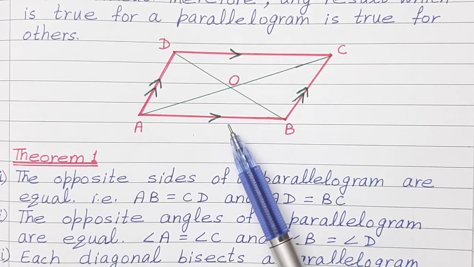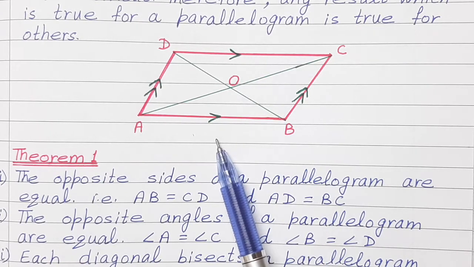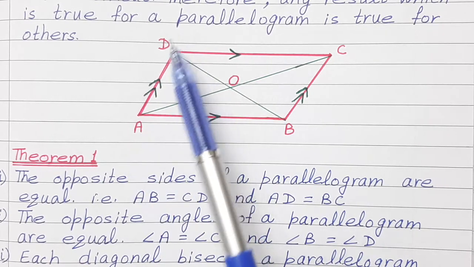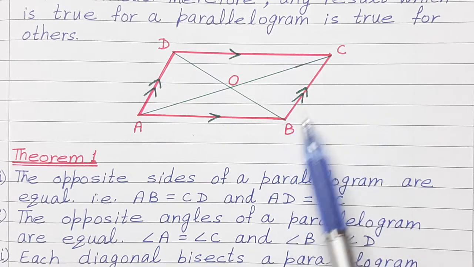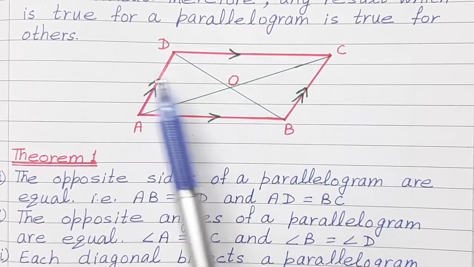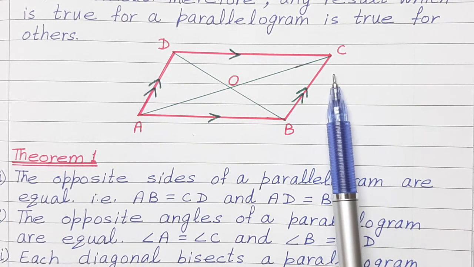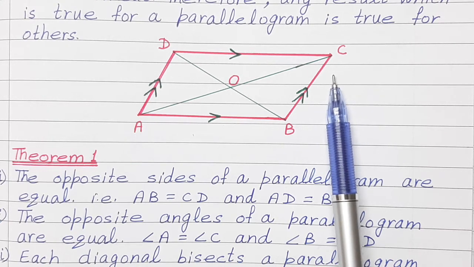Children, it can be the other way also, that is, if AD and BC are equal as well as parallel, then also it is a parallelogram. I hope it is clear to everyone, all the three theorems.